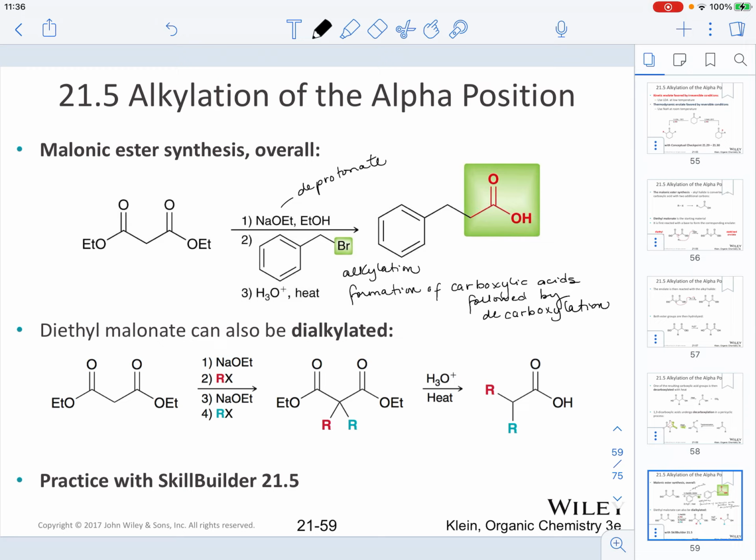Now, understand that the diethyl malonate doesn't necessarily need to be alkylated just once. The malonic ester synthesis can be utilized to dialkylate our starting material, as you can see in the bottom example in this slide.